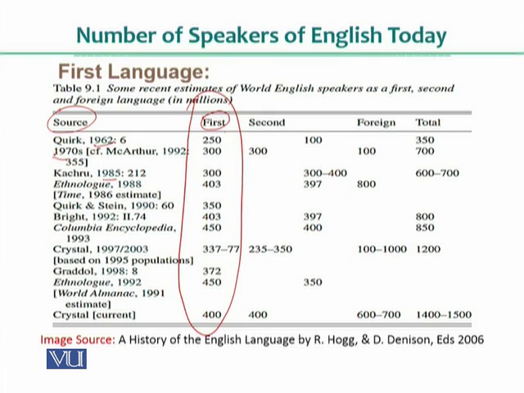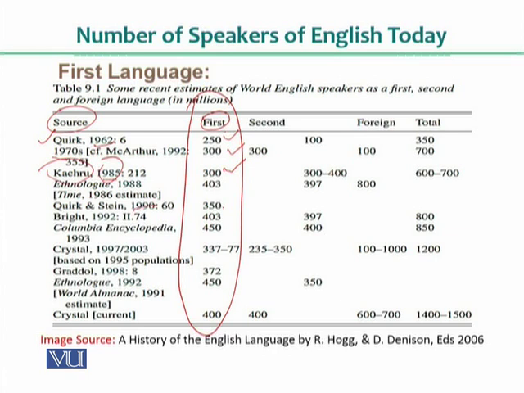If you look at the first record, that is of Quirk 1962, and by the way, all these records are in millions. So according to Quirk 1962, at that time 250 million people were using English as a first language. 1970, 300. Kachru in 1985, and I would like you to remember that Kachru is an important name in the history of the language, because he has given a lot of theories and details about how English has expanded and where and in what ways it has expanded. Anyways, in 1985, he asserted that the speakers of English as first language are 300 million.